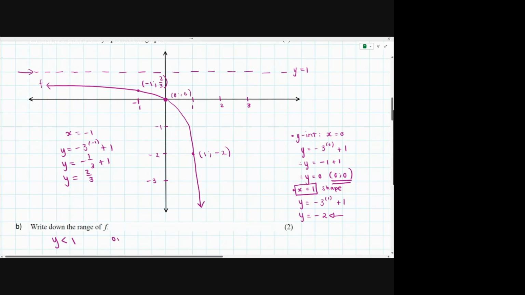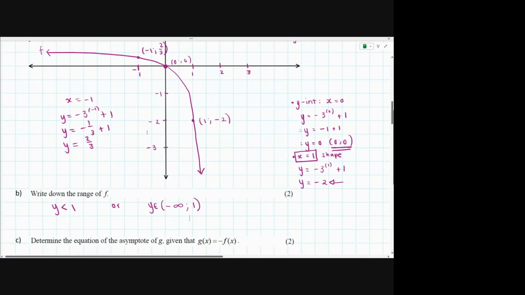And if you wanted to write it with your brackets, you would say y is an element of. And when we write our brackets, we always start with the smallest number for y. So the smallest number for y in this case would actually be negative infinity. And because it's infinity, we use a round bracket, all the way up to positive 1, which must also be a round bracket because it is an asymptote. Whichever one you want to use is absolutely fine. Again, I prefer an inequality, but if you want to use the brackets, that is 100% okay.